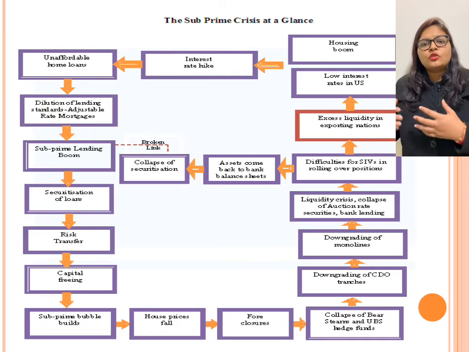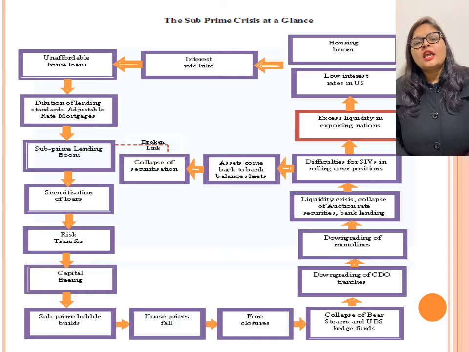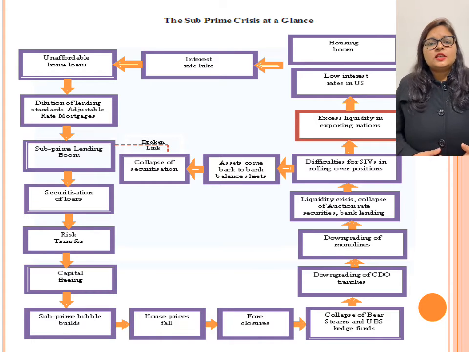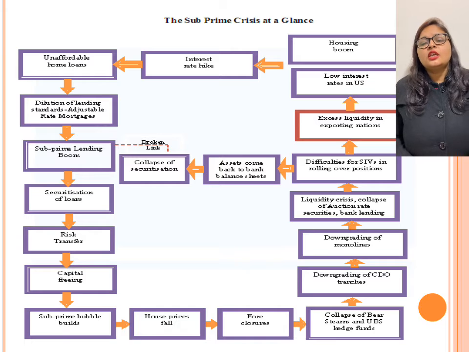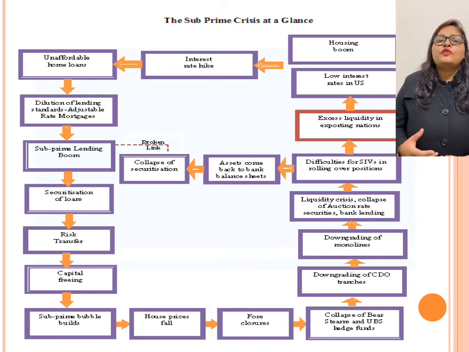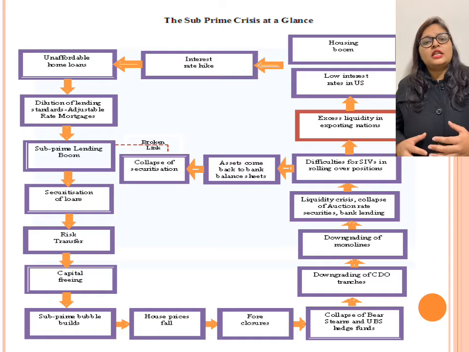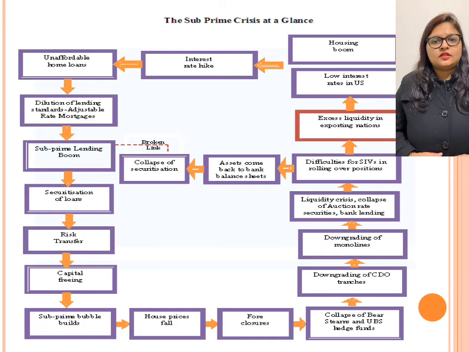Then comes the securitization and mortgage backed asset securities, and the credit rating agencies were not giving the right rating to the financial institutions, and they were not following the norms. It all collapsed, and the housing boom, these all resulted in the housing bubble crisis.